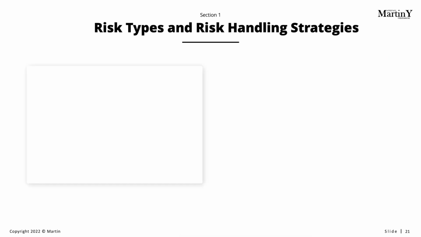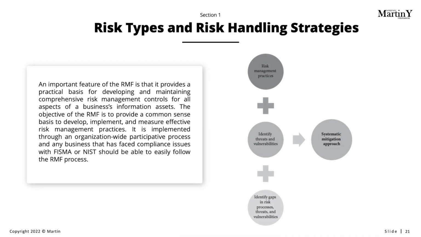In order to identify a risk and to do a systematic mitigation approach, you need to have risk management practices in place. You need to identify all of the threats and vulnerabilities within your company, and also to identify the gaps in the risk processes, threats, and vulnerabilities. And I would say that the last one is the most important, because when you identify the gaps that your organization or your business has, you'll be better at understanding and mitigating the risk.